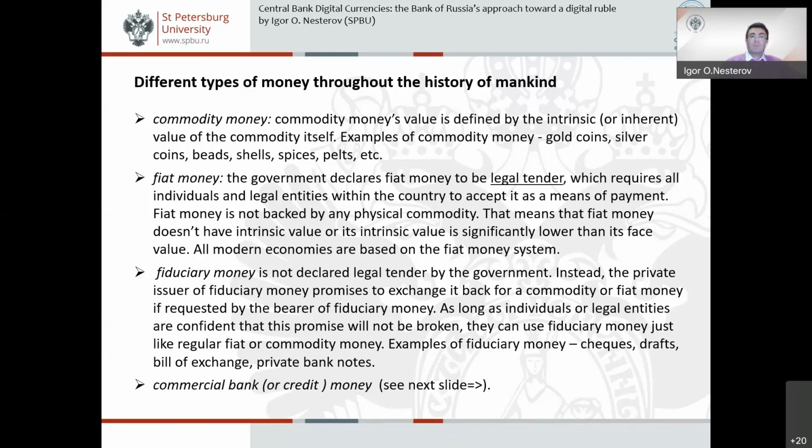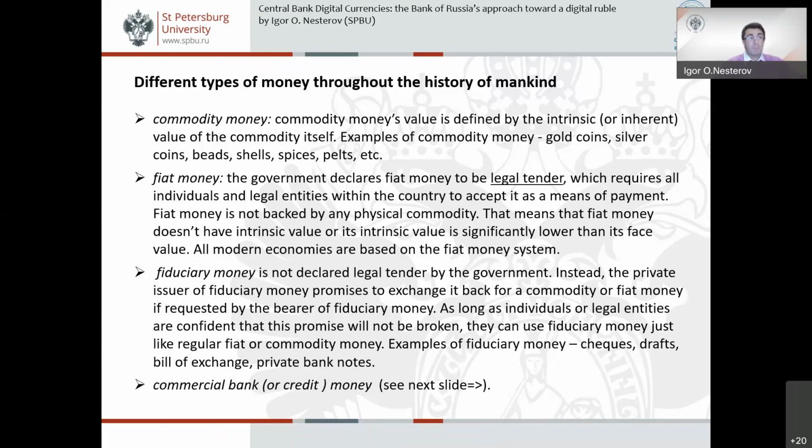There is also fiduciary money. Fiduciary money depends for its value on the confidence that it will be generally accepted as a medium of exchange. So, the Latin word fiducia means trust. Unlike fiat money, fiduciary money is not declared legal tender by the government, which means people are not required by law to accept fiduciary money as a means of payment.